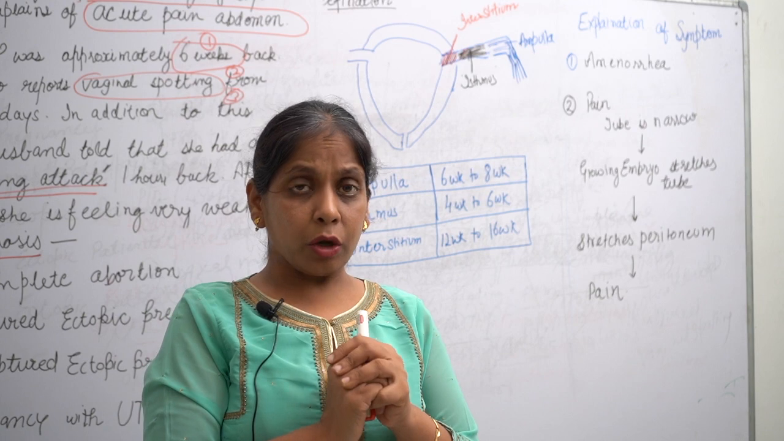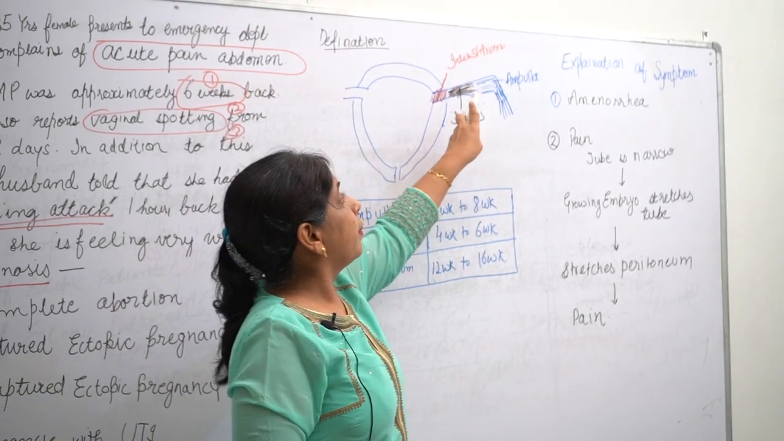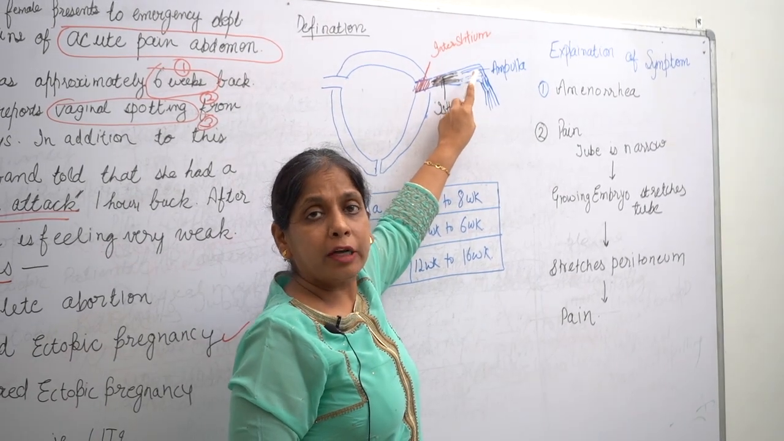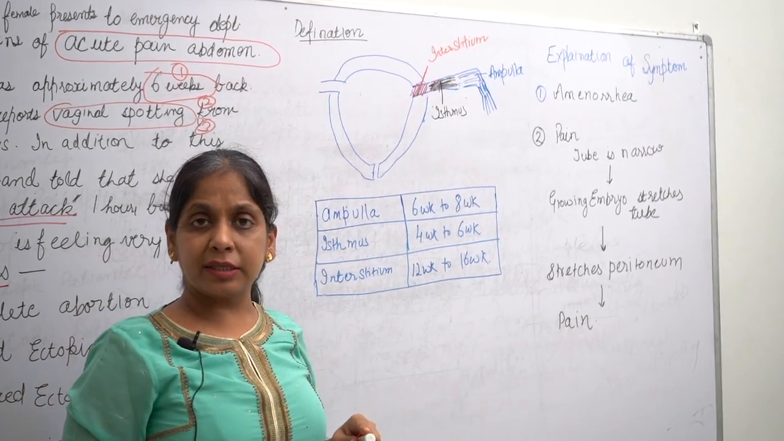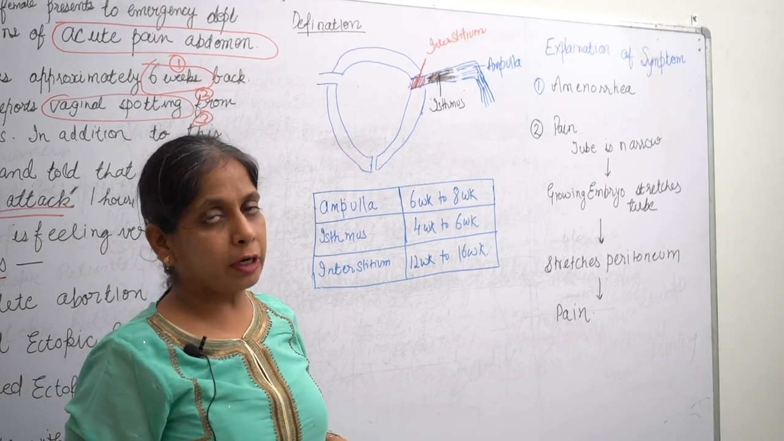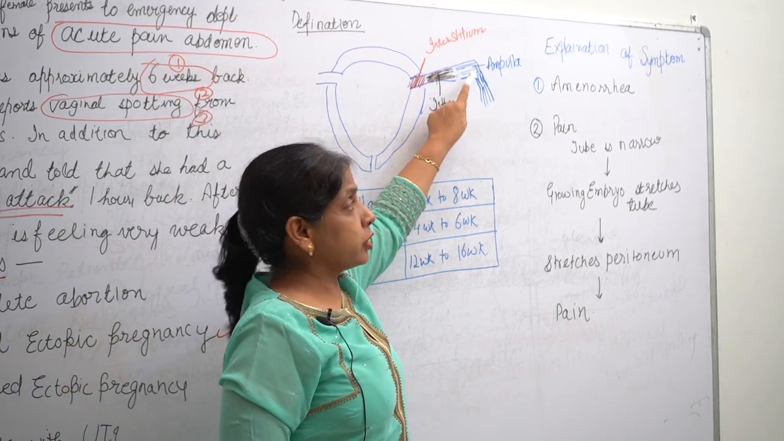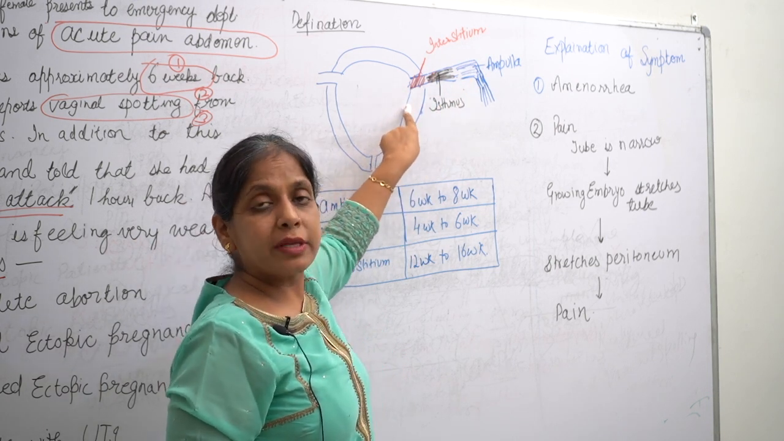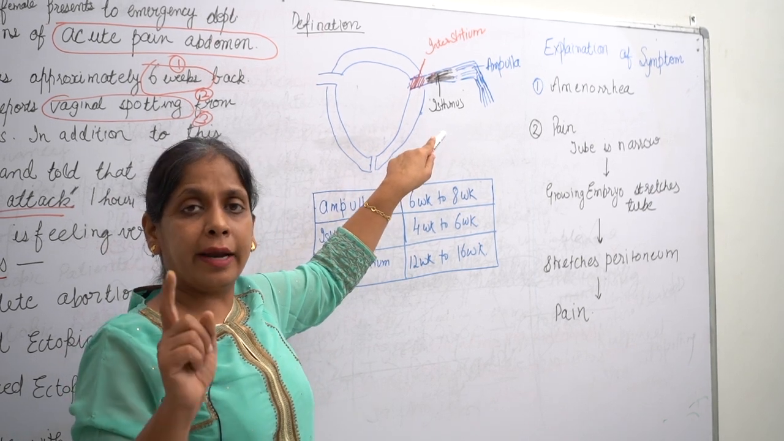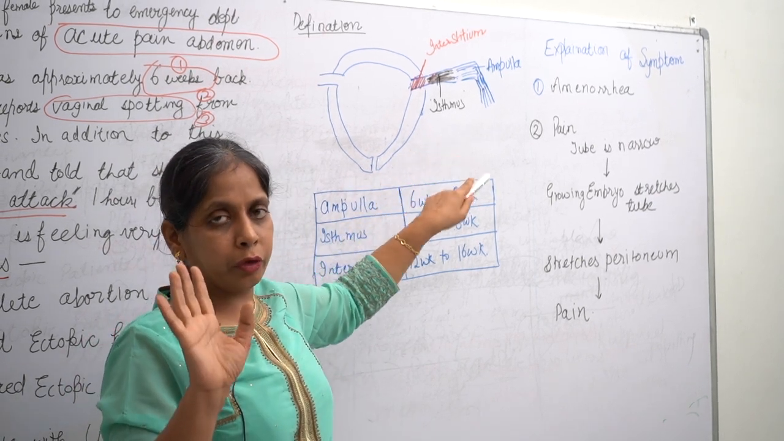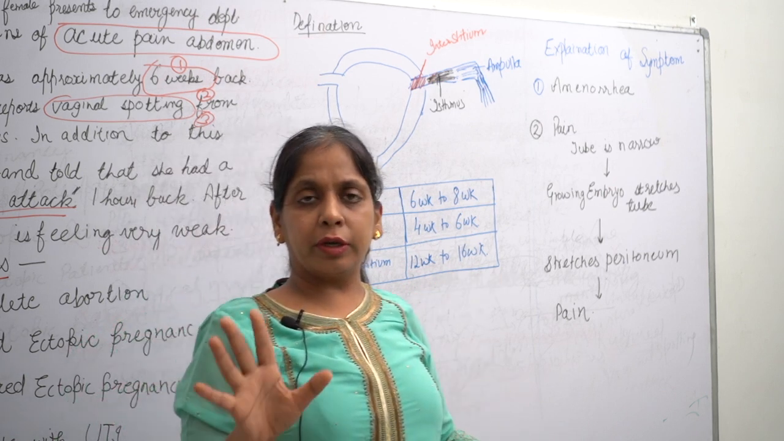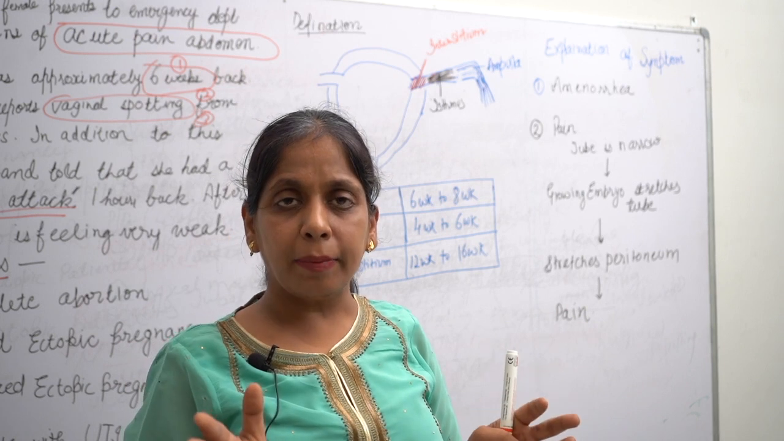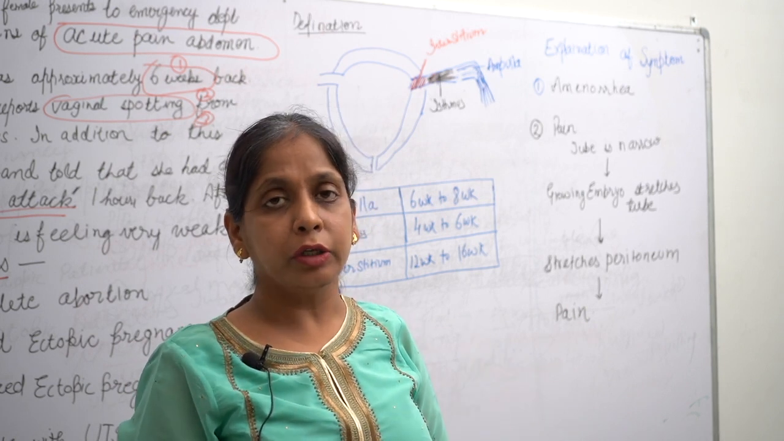Now you all know that fertilization occurs in the ampulla of the fallopian tube, and after fertilization this embryo moves and implants in the endometrial cavity of the uterus, right? So it implants in the endometrial cavity of the uterus.